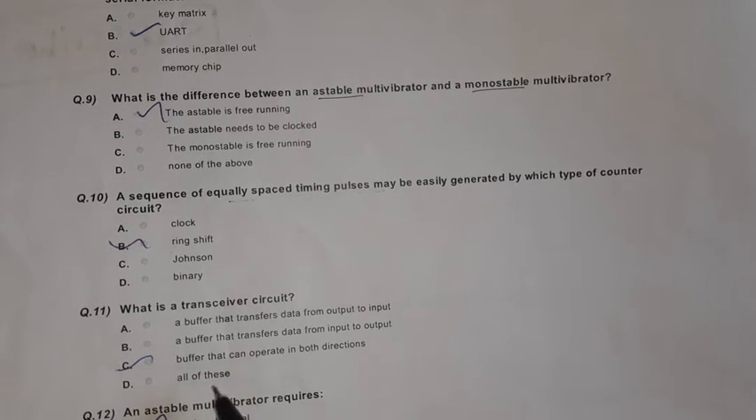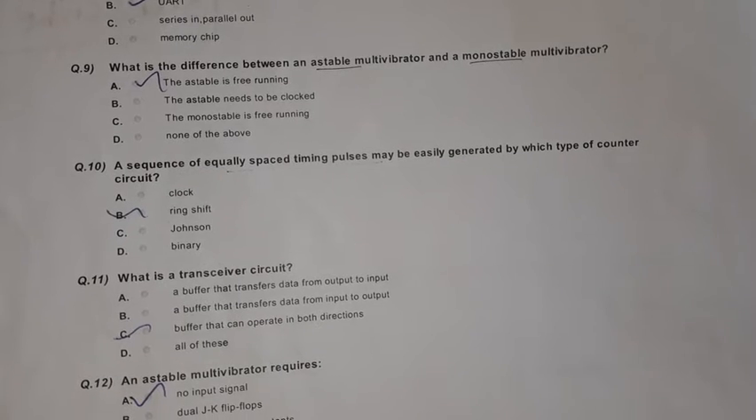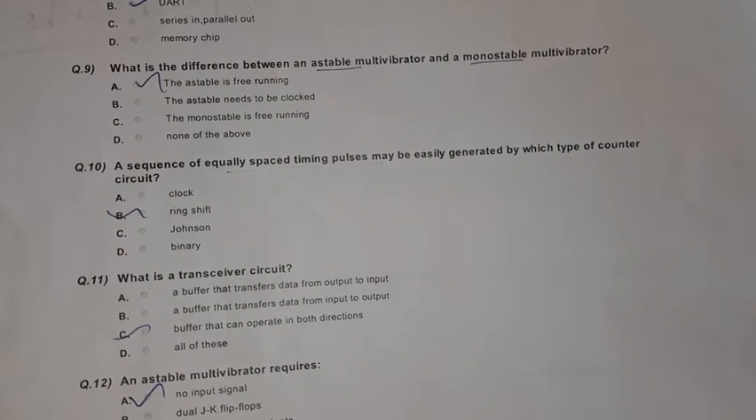In that, see, what are the rest of the options? We'll see. A buffer that transfers data from output to input. Here, transfer data from input to output. But what is a transceiver circuit? It is a buffer that can operate in both directions, from input to output and output to input as well.